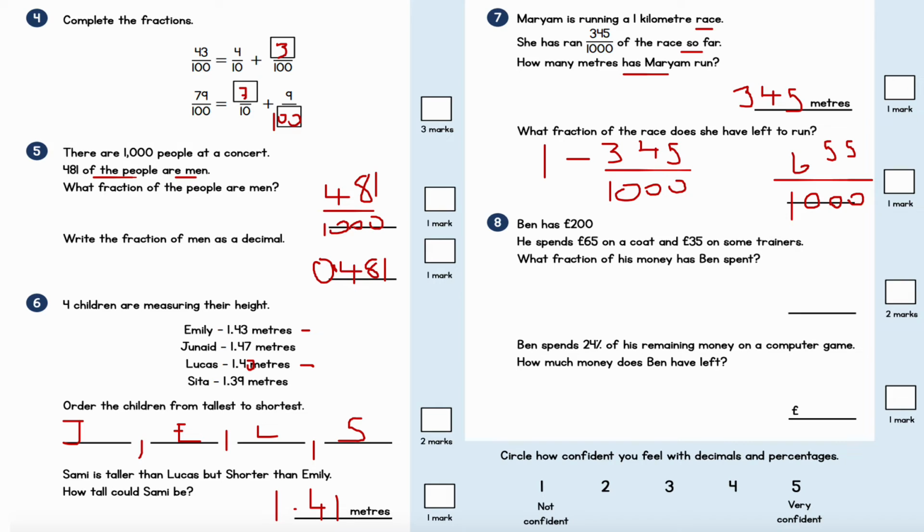This is question number 8, guys. Ben has £200. He spends £65 on a coat and £35 on some trainers. What fraction of his money has he spent? 65 plus 35 is 100. 100 out of 200 is equal to half. So he's actually spent half of his money. He spent 100 out of 200, which is equal to a half.